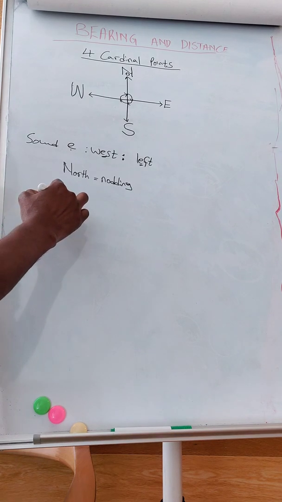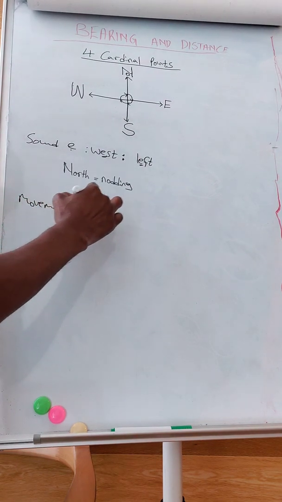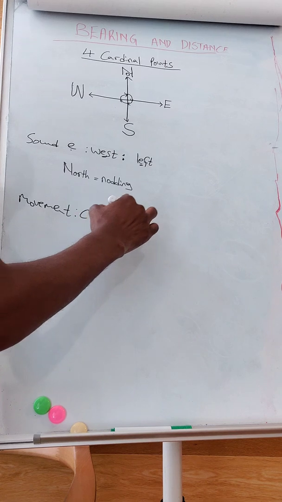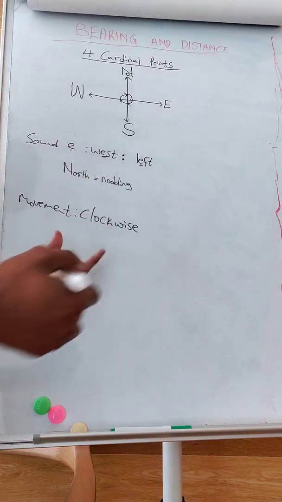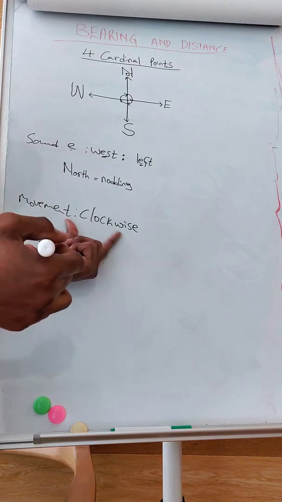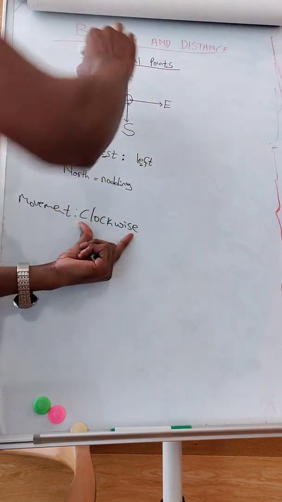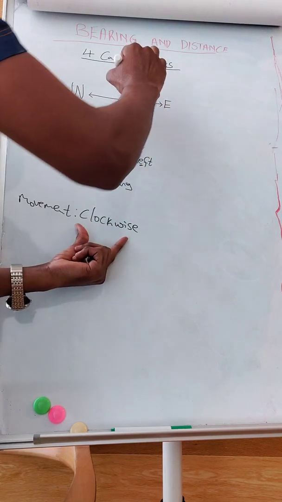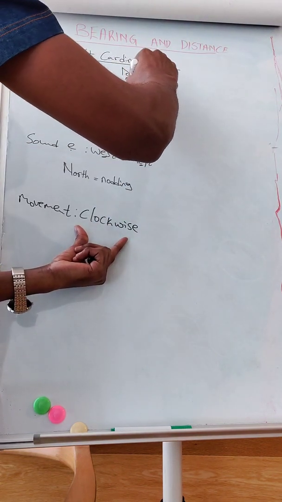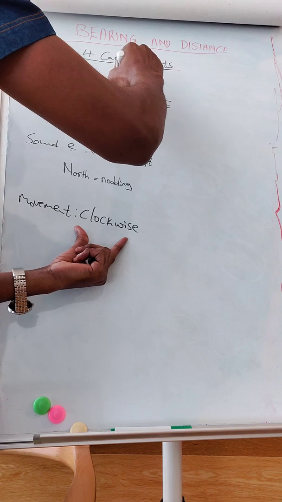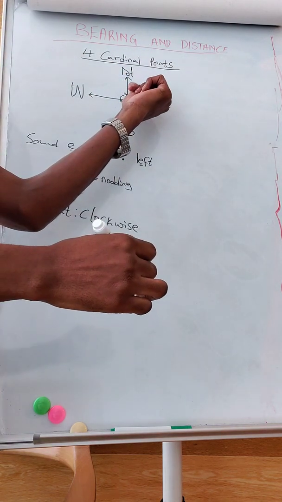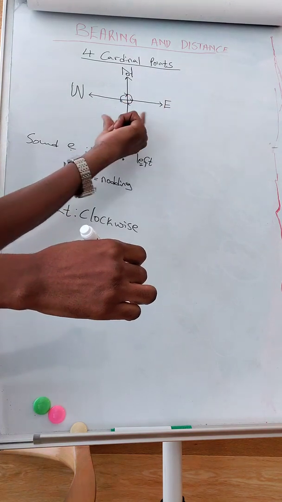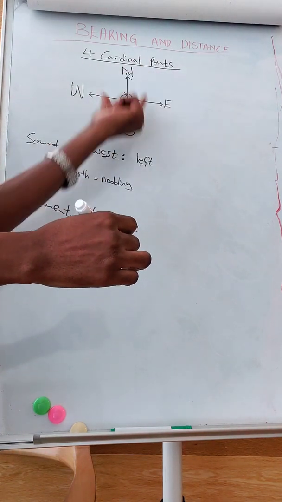Now, from what we have here, you have to move by what? Movement. Movement is always what? Clockwise. But that does not mean you should not know how to do the anti-clockwise. But the most important thing that we need is the clockwise movements, how to move. You have to move your compass, the bearing, in a clockwise direction, and it must always start from the north, especially when there is no direction given.